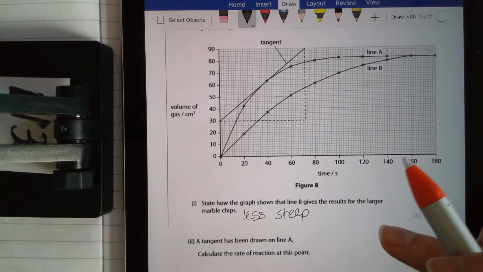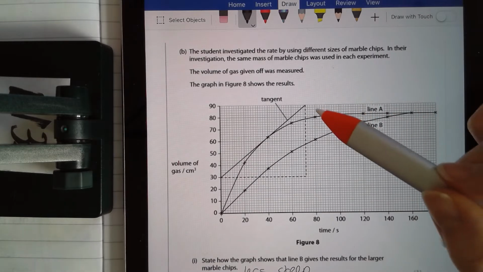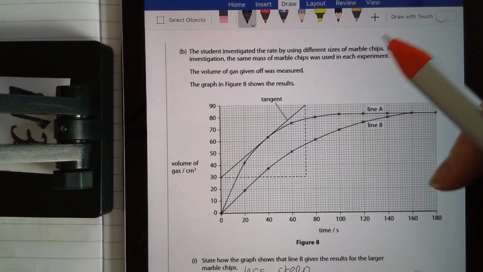A tangent has been drawn. Calculate the rate of reaction at this point. So again, they've drawn the tangent for you. And they've also drawn you this handy little triangle, which makes it really easy to pick points.